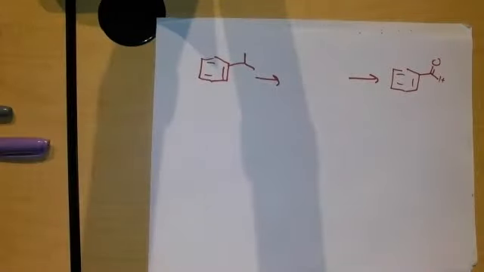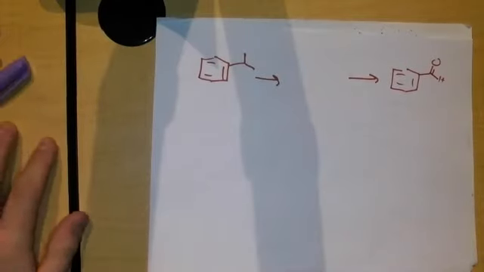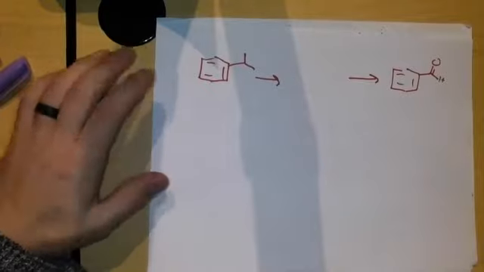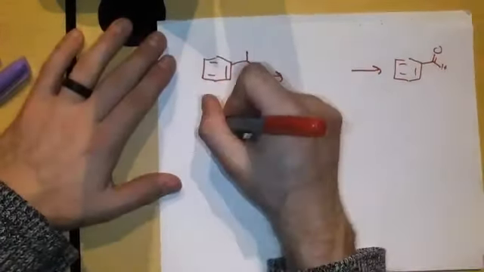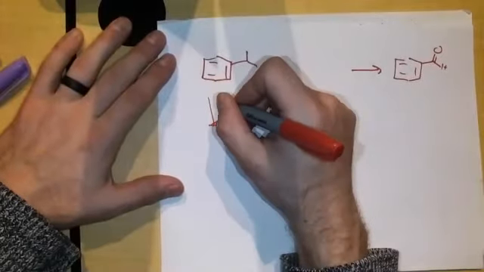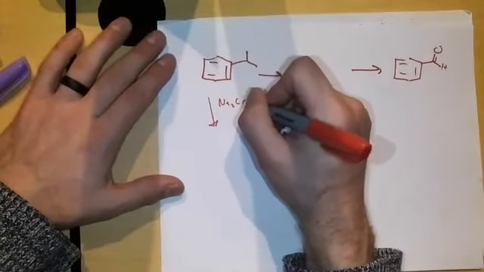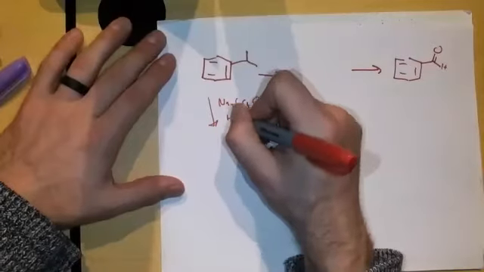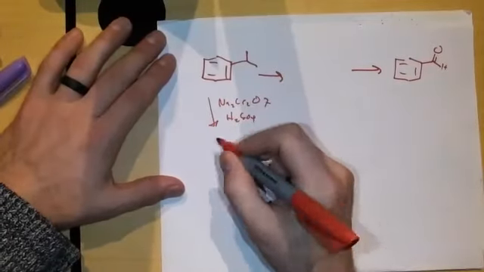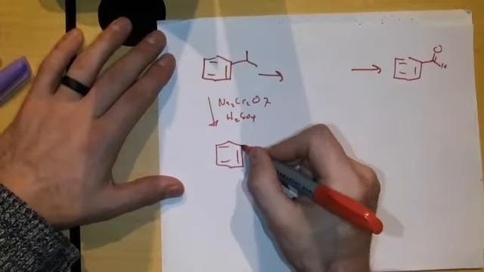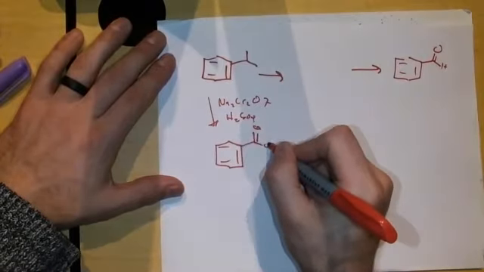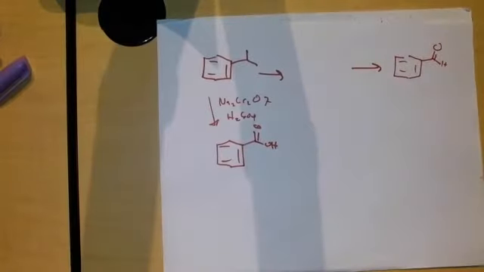Okay, so for this one here, I'm going to go back to an old reaction I like to use a lot, which is if I oxidize this, I can just take this benzoic acid, which will be a lot easier to deal with. So adding in Na2Cr2O7, H2SO4 gets me to benzoic acid here.